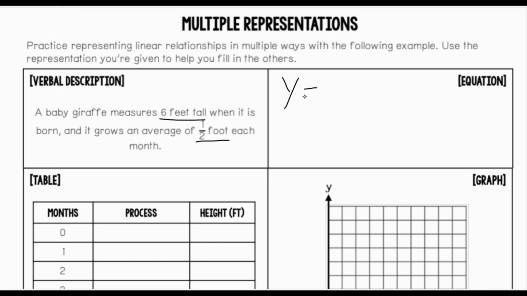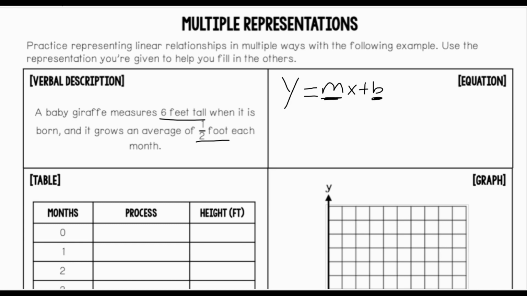Equations, remember, were in the form y equals mx plus b. This is called slope-intercept form. My m stood for my slope, or my rate of change, how much I'm increasing or decreasing, and then my b was my y-intercept, or my starting point.